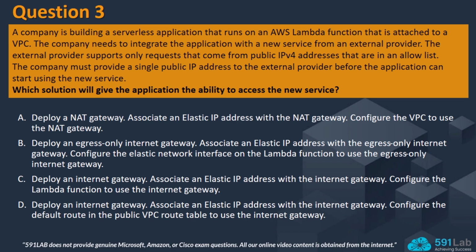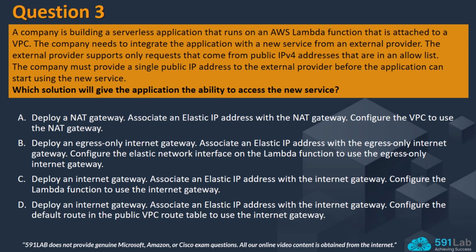Deploying an internet gateway and associating an elastic IP address with it would provide internet access to resources within the VPC. However, this solution does not provide a way to specify a single public IPv4 address for outbound traffic, which is required by the external service provider. So this is not the correct answer.